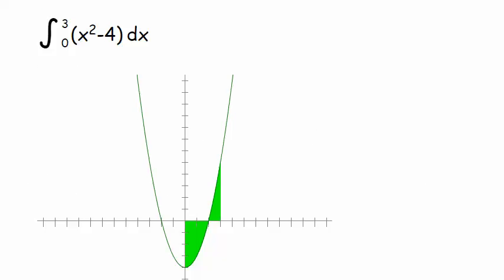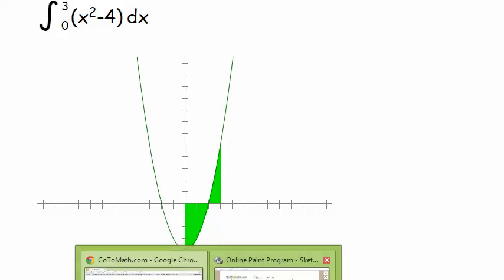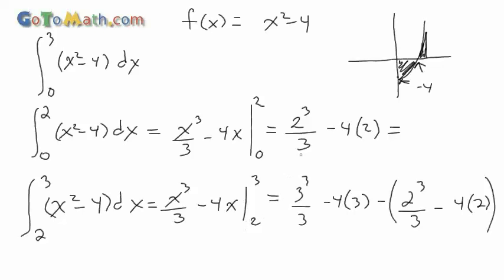I don't remember if we were rounding or what we were doing with this. Yeah, it says round to 2 decimal places if needed, even though you could get an exact value. Let's go ahead and get these numbers. So you go ahead and figure these up, you probably already have. 2 raised to the third divided by 3 minus 8. And of course we end up getting a negative 16 over 3. However, we need to make this positive, right? Make that positive.